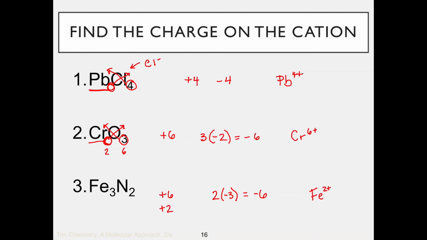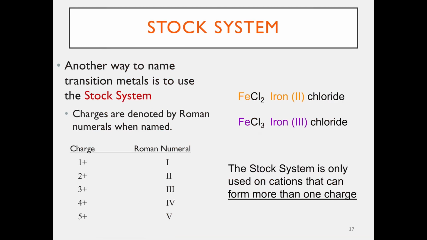And so figuring out the charge of these cations is crucial because then you'll be able to name the compound. If you don't know what the charge is, then you won't be able to name it correctly because, like I was talking about earlier, whether it's 4 plus or 2 plus of that lead, it has a different name. So it's crucial to be able to find the charge so you can name it correctly. Okay, there are 2 different ways to name them.